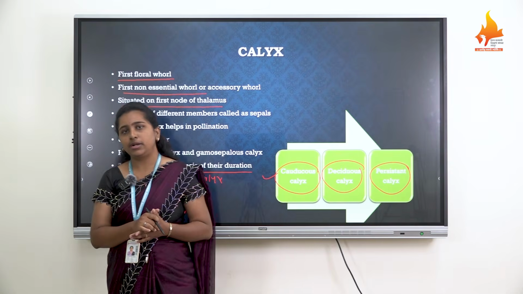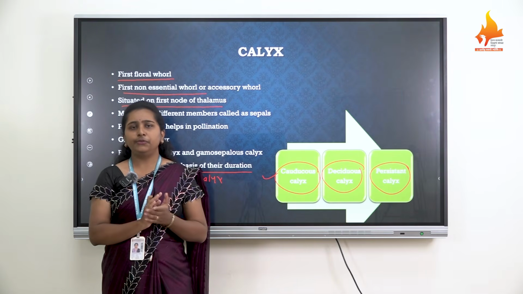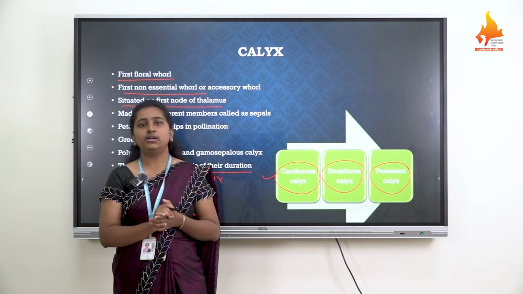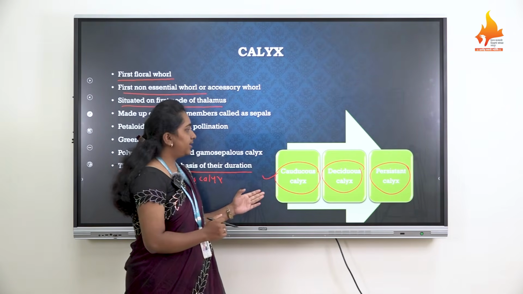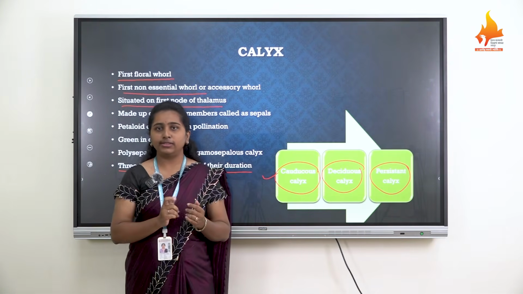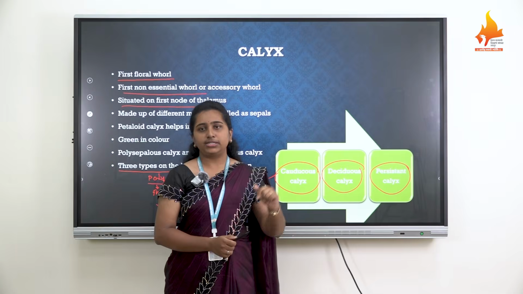Caducous calyx is nothing but the calyx which falls down during the opening of the flower. Then that type of calyx is called caducous calyx, which we see in the swastik flower, right? Second one is deciduous calyx, the calyx which falls down during the withering of the flower, then that type of calyx is called deciduous calyx.